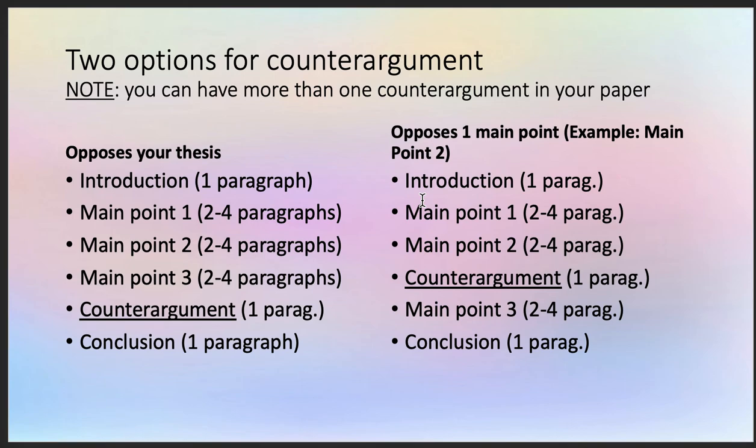But if your counterargument opposes just one of the main points and not your whole thesis, let's say it opposes main point 2, for example, this might be the structure of your paper. Introduction, 1 paragraph, main point 1, a few paragraphs, main point 2, a few paragraphs, boom, counterargument, 1 paragraph, and then main point 3, a few paragraphs, and then your conclusion. So you need to choose one of these two depending on what counterargument material you're going to cover. And that's basically how you build a counterargument.